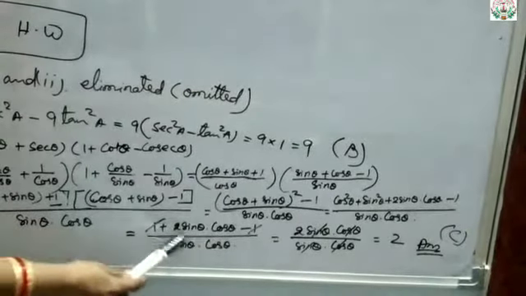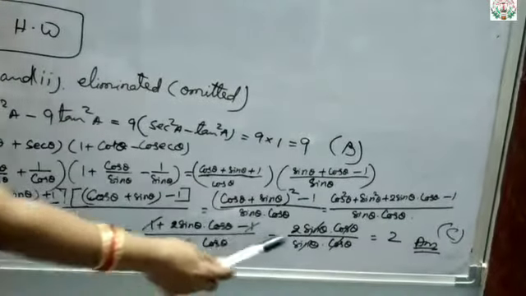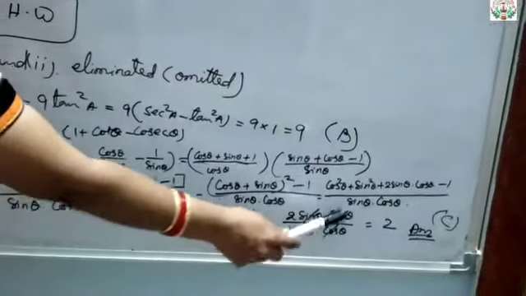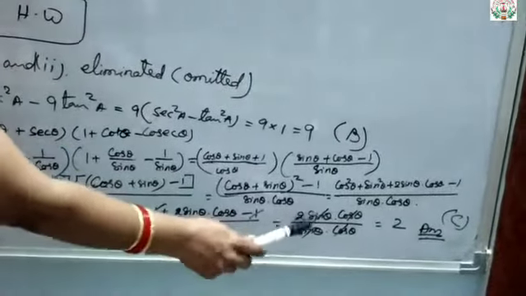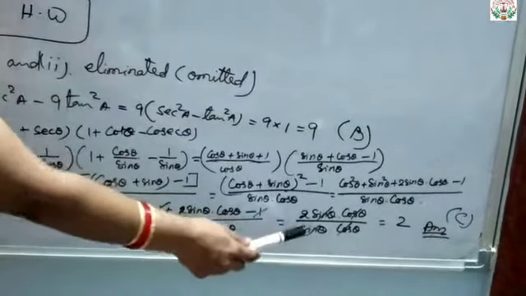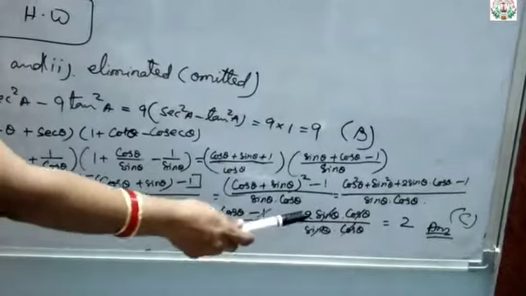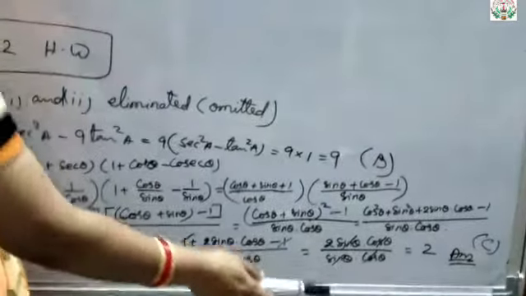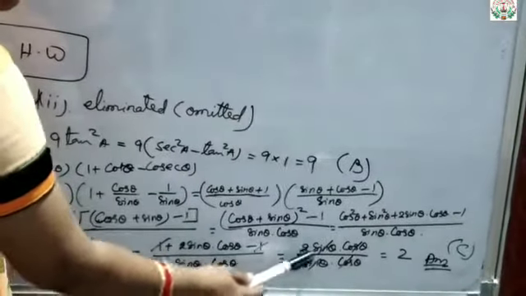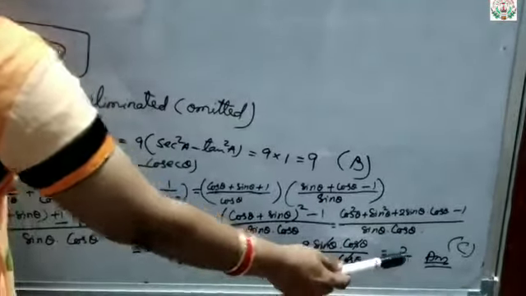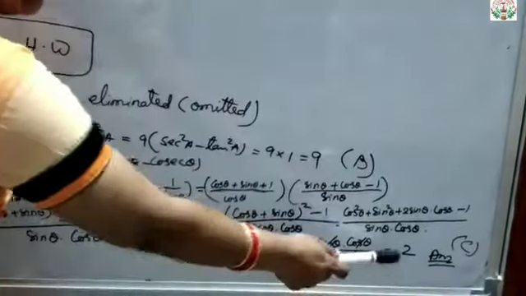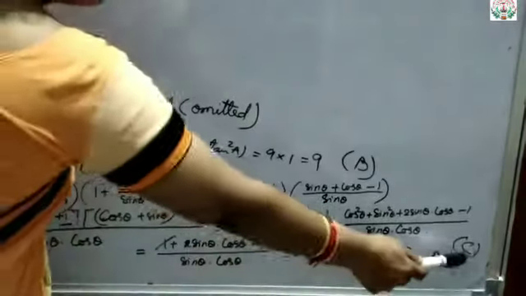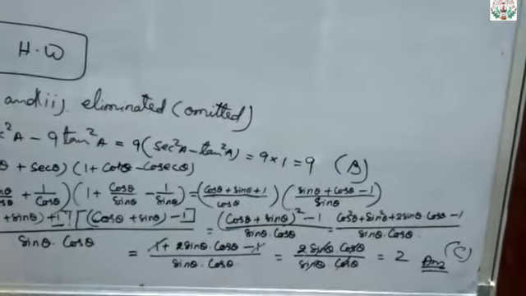Now what is left in the numerator? That is 2 sin theta into cos theta upon sin theta into cos theta; sin theta cancels, cos theta cancels. Why is it cancelled? Because it is in multiplication form. Only in multiplication form can numerator and denominator be cancelled, not with plus or minus. So what is left here? 2, that is the answer. In the book, you can see which option has 2 as the answer, that is C. So option C is the correct one.